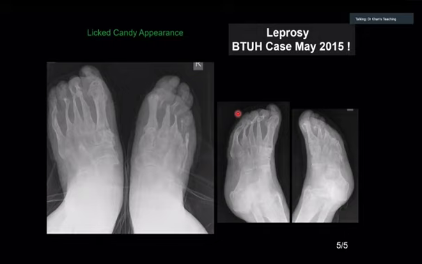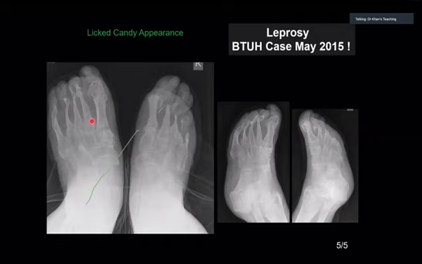Basically, there will be destruction of the joints. There will be erosions and destructions of the phalanges or toes and things like that. But there will be circumferential as well as longitudinal resorption of bone. Quite an interesting or pathognomonic type of finding, and this is known as licked candy stick appearance. Does not mean that all cases of leprosy will be like this, but if you get it in your exam, call it licked candy stick appearance leprosy.